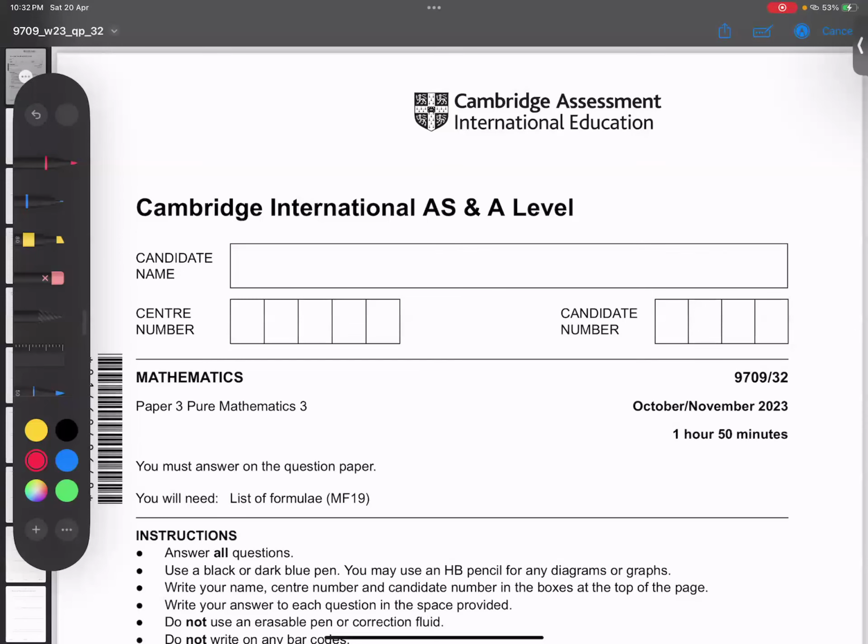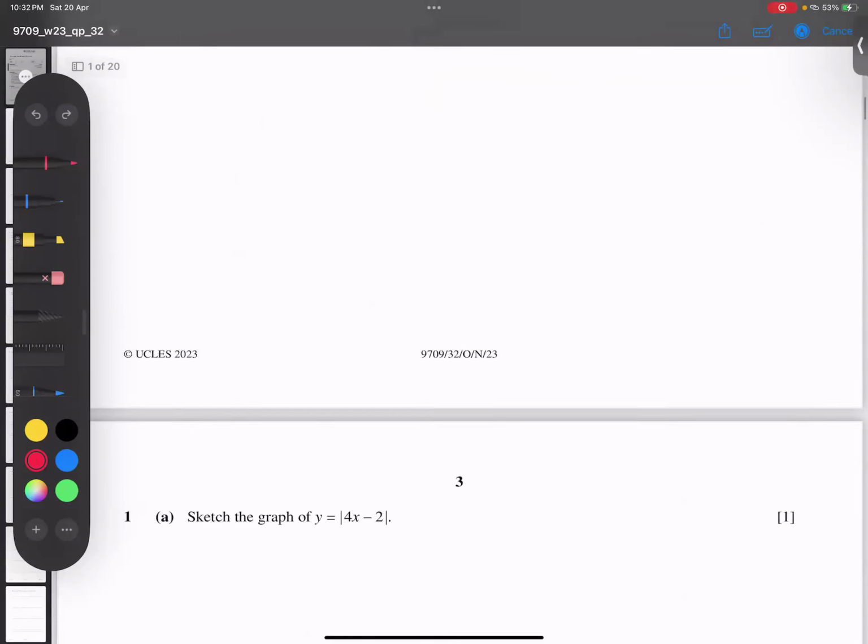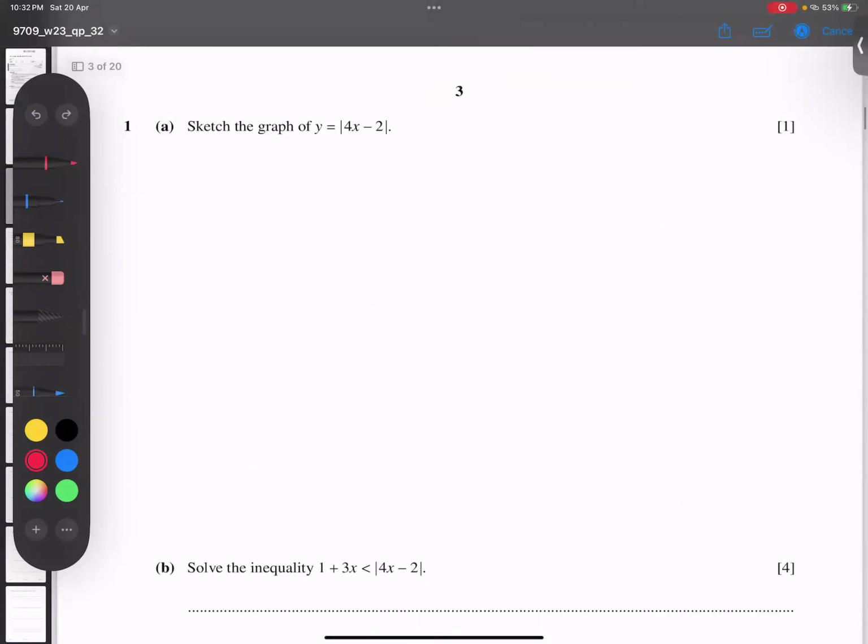Bismillah ar-Rahman ar-Rahim. This is October 2023, variant 32, complete pure mathematics paper 3. So, question number 1: sketch this graph.